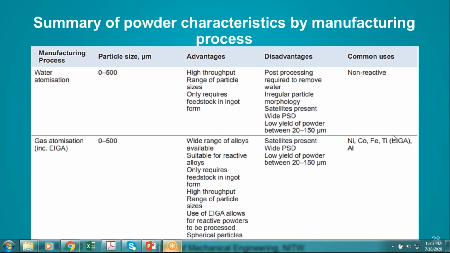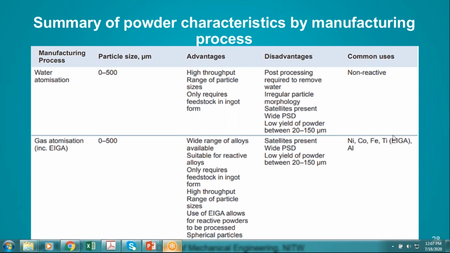And the major disadvantage of this water atomization process is that post-processing is required to remove the irregular particles, as well as the satellites present in the particle morphology. Here you have seen the micrograph of this water atomized powder, consisting of so many satellites over the surface of the powder particles. To remove those satellites, post-processing is required, and it also yields a very low yield, in the range of 20 to 150 micron.